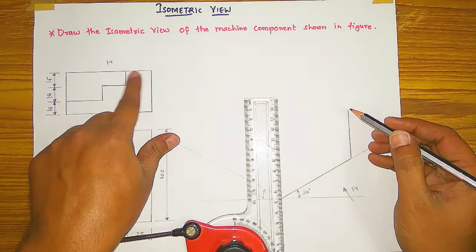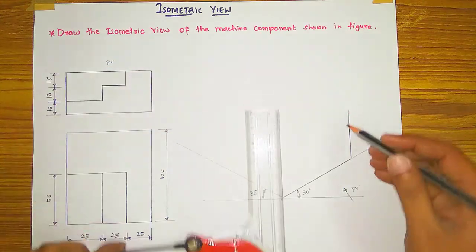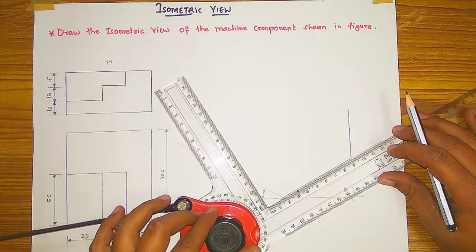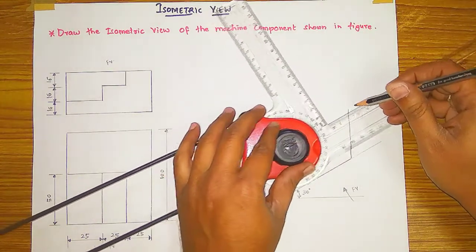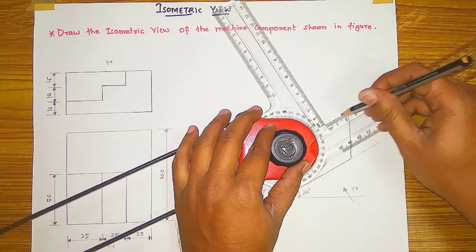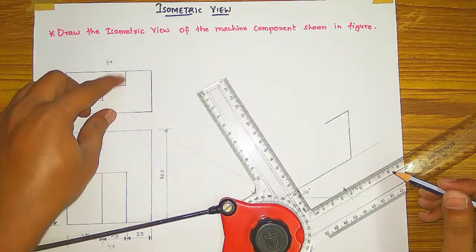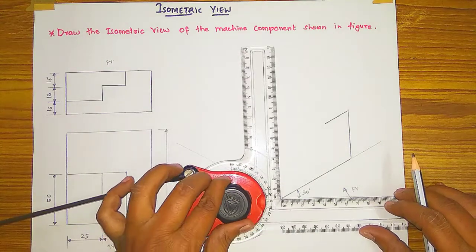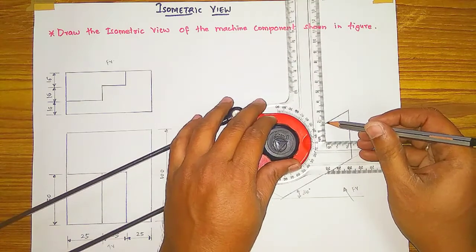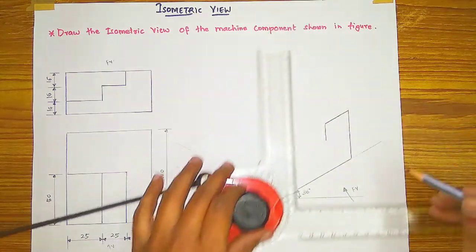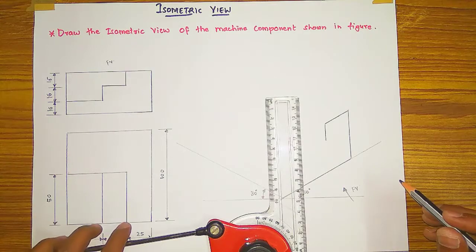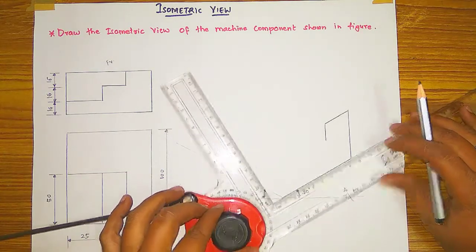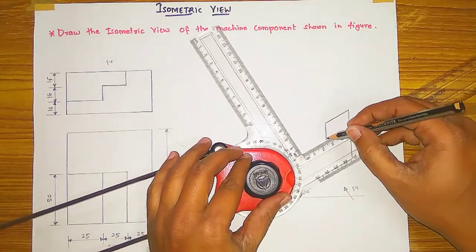Then after this line, we have to draw a line of dimension 25 mm. So with this angle only we have to draw a 25 mm line like this. Okay, now this line is of 16 mm, this much. So vertically only we have to draw 16 mm. Then this line is of 25 mm shown in the figure. And parallel to this line only we have to draw 25 mm.